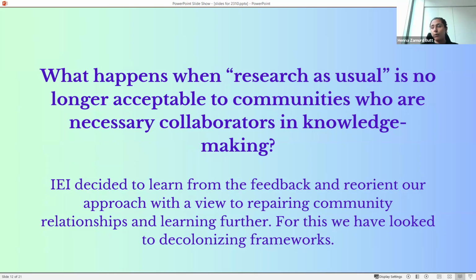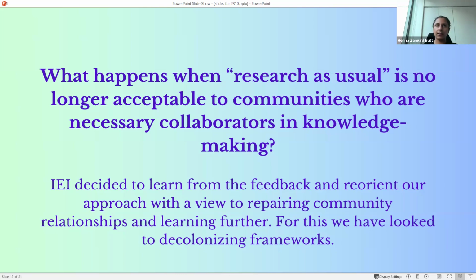Which brings us to an important juncture in our work, which is what happens when we're trying to do research as usual, as we've always known to do it, and communities have said, no, we're not going to do this. This isn't acceptable to us. We want to do things differently, and they are setting boundaries, and they are setting things that they want if they're to take part.